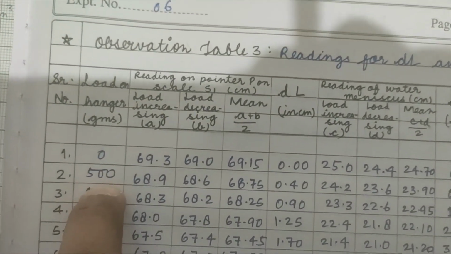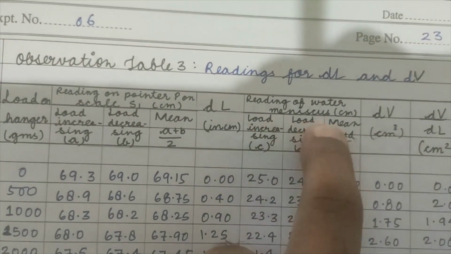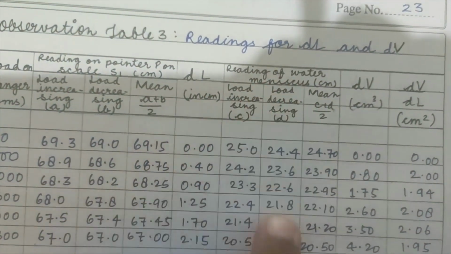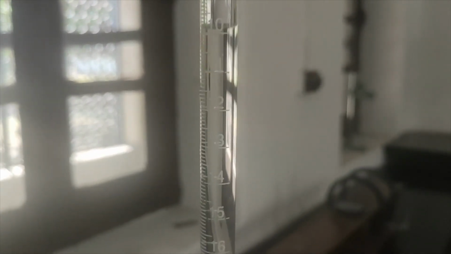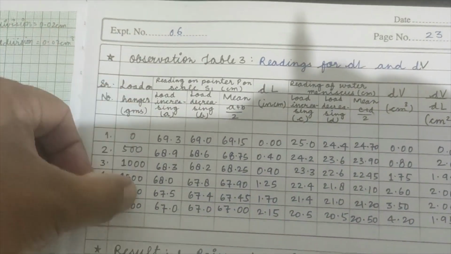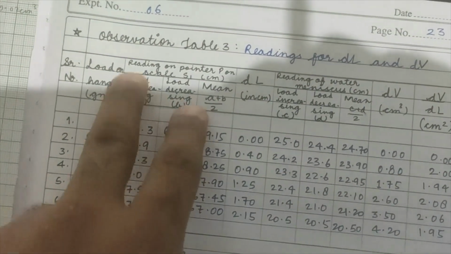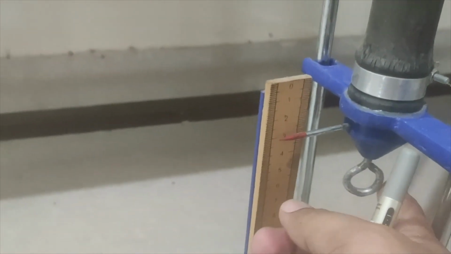When you put a weight on this hanger, the length of the rubber tube increases, and correspondingly the water level rises. When I put the load, the level of the water will increase, so I also have to note down the level of the meniscus of the water in this graduated tube. Similarly for load increasing, and if we decrease the load, it will come down. That is why we note all these observations while the load is increasing and decreasing, for the increasing and decreasing length of the rubber tube and the rising and falling meniscus of the water.